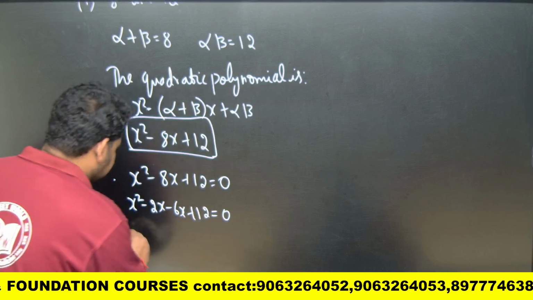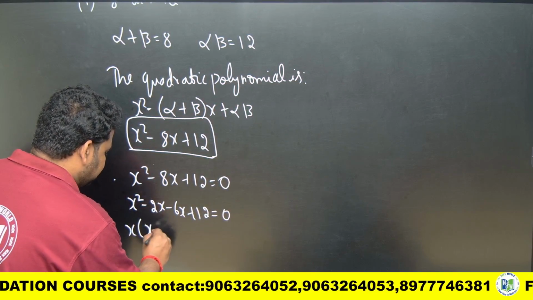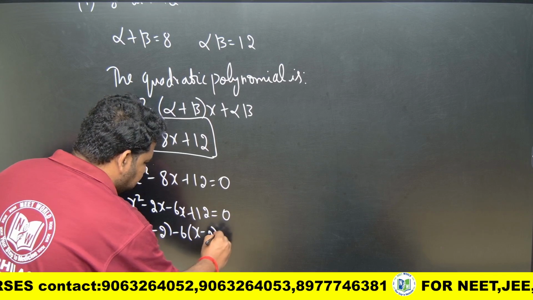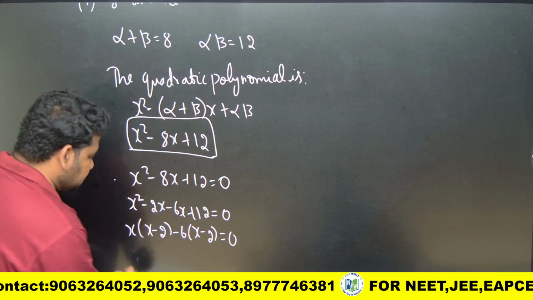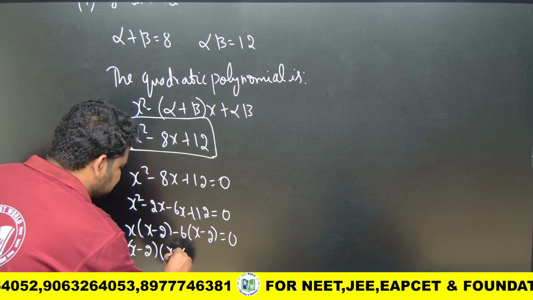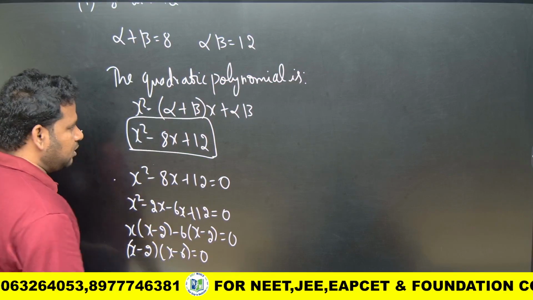Now, what can I write? I can take x common: x into (x minus 2) minus 6 into (x minus 2). This is what I get. Now, if I solve this completely, x minus 2 and x minus 6, this is the next step. This will be equal to 0. Now, what can I do here?